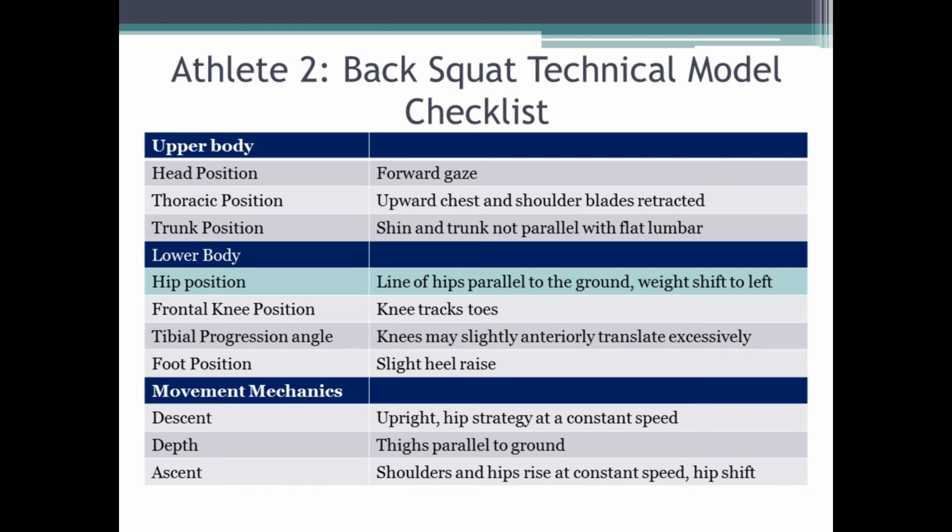The descent is upright, primarily using a hip stretch at a constant speed, but the bar path translates horizontally. The depth is sufficient as the thighs are parallel to the floor. Looking at the kinematics of the lift, the hips and knees extend at a relatively constant speed, suggesting the shoulders and the hips rise at a constant speed too. The athlete also has a hip shift to the left on the ascent out of the bottom position.